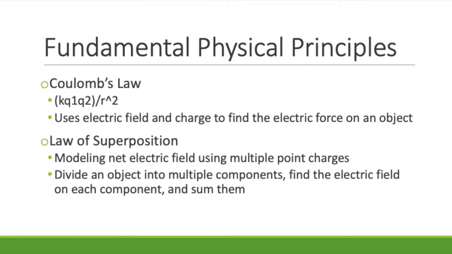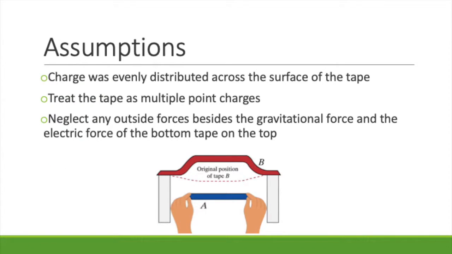The main principles used in this lab are Coulomb's law, which allows us to use electric field and charge to find the electric force on an object using the given formula. The other principle is the law of superposition, which allows us to model the net electric field using multiple point charges. Next, the assumptions that had to be made in order to complete the calculations for this lab.